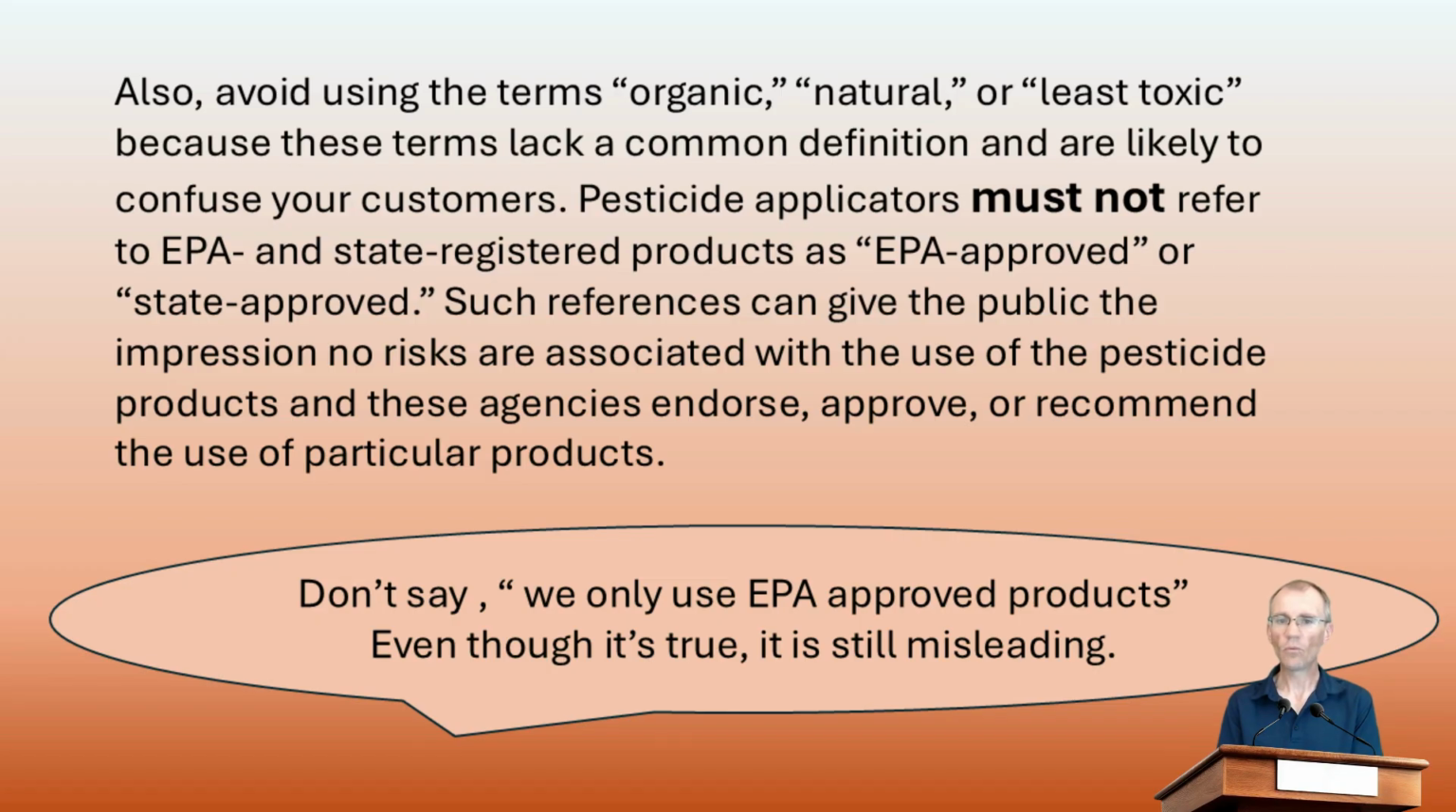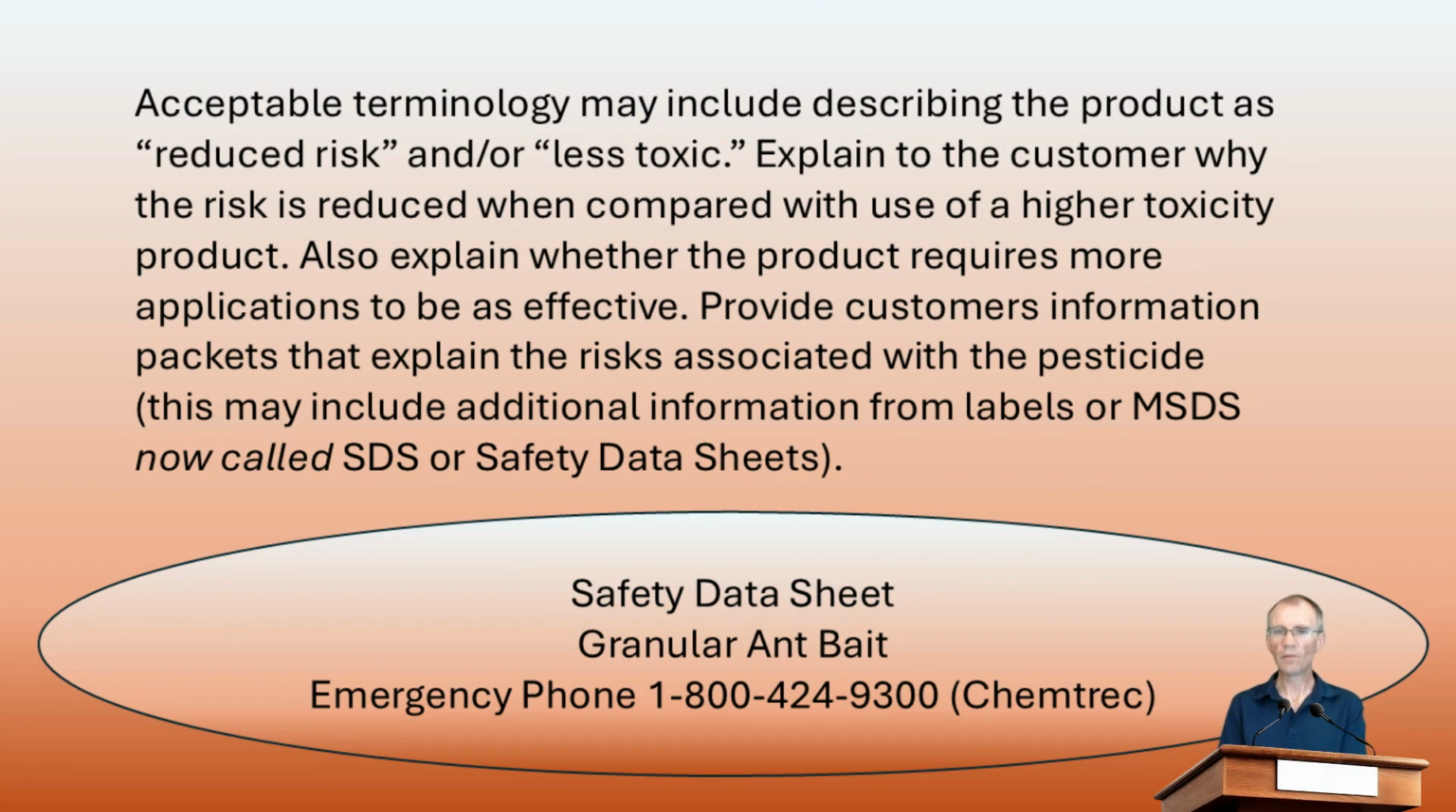Don't say, "We only use EPA approved products." Even though it's true, it is still misleading. Acceptable terminology may include describing the product as reduced risk and/or less toxic. Explain to the customer why the risk is reduced when compared with the use of a higher toxicity product. Also explain whether the product requires more applications to be as effective.